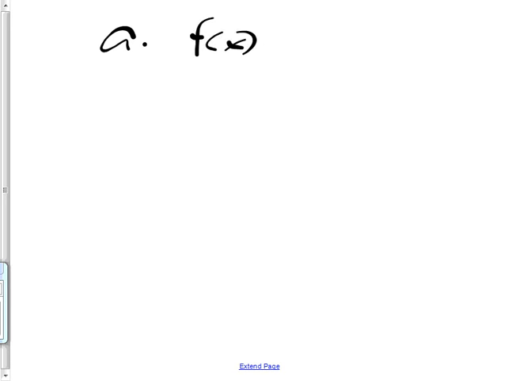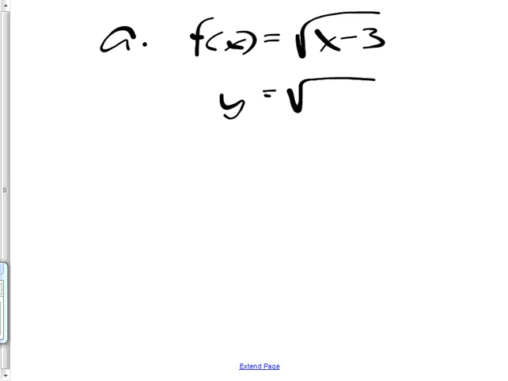If f of x is square root of x minus 3, then to change that into its inverse, the first step was to change f of x into y. Do you remember that? Y equals square root of x minus 3. Now do you remember what was next? Switch them around. X equals square root of y minus 3. And why did we switch them around?